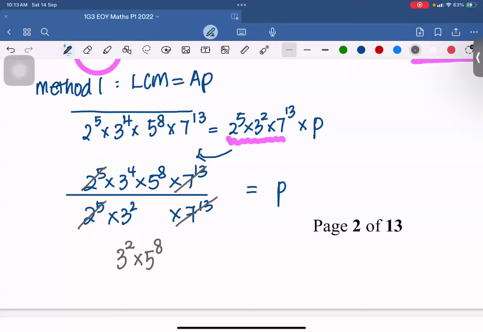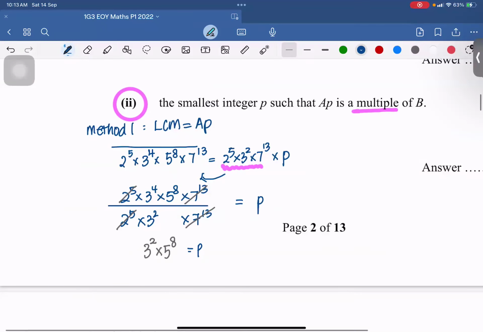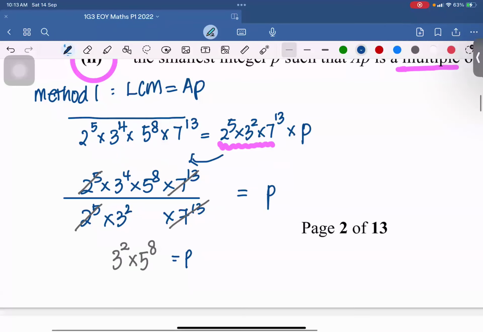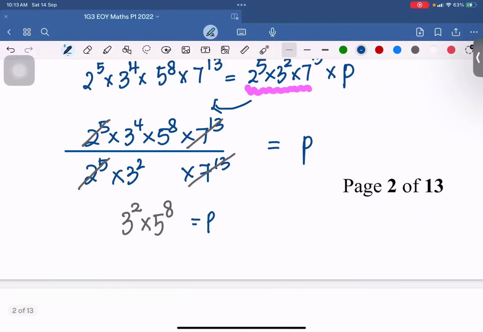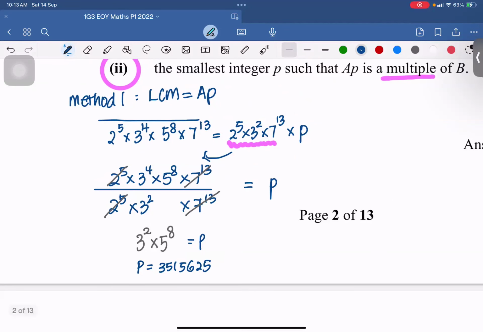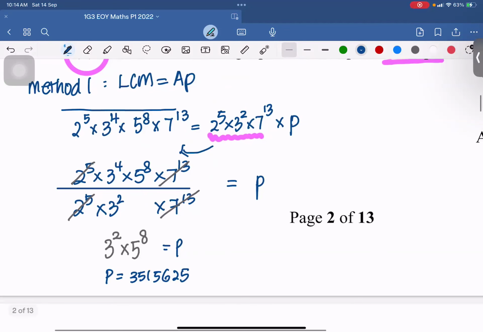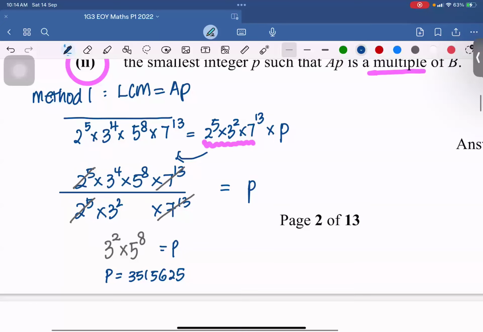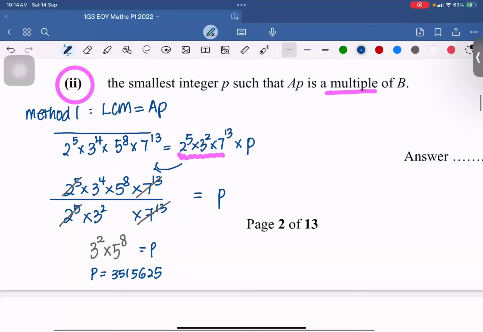No more left. So in this case, our answer for letter P, since they never say it as index form, index notation, or in prime factor, we'll leave it as 3 squared times 5 to the power of 8. That will give me a very super large number. Sometimes the teacher gives a number so big that your calculator cannot calculate it. So they purposely want to test your conceptual understanding rather than your calculator skill.